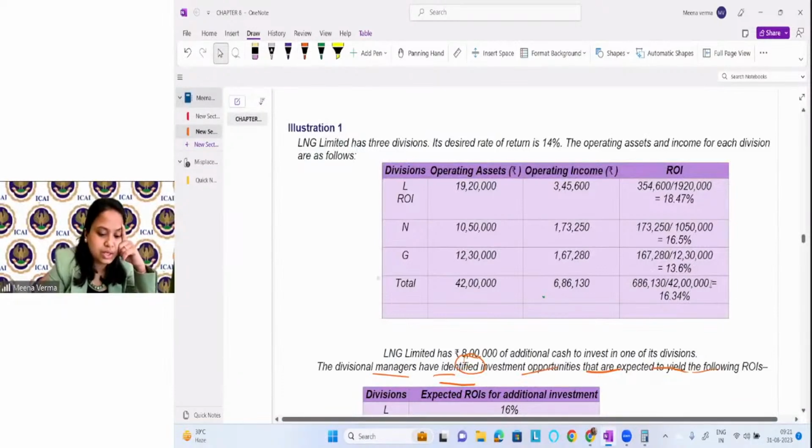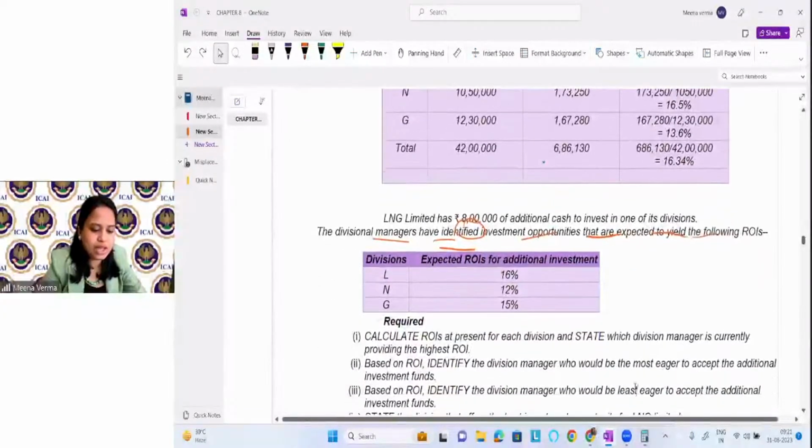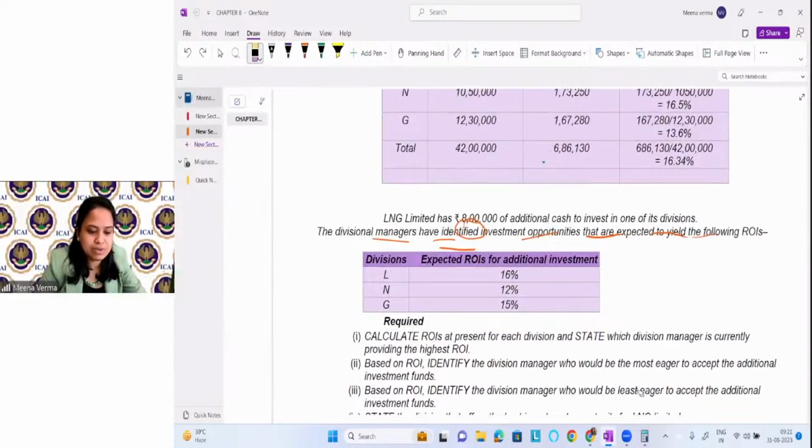So you can see this is the ROI of the three divisions of the company. We have calculated the ROI of the three divisions. Now the expected ROI is 16%, 12%, 15%. But before that, let's see the complete question. Calculate the ROI at present. We have calculated that. State which division manager is currently providing the highest ROI.